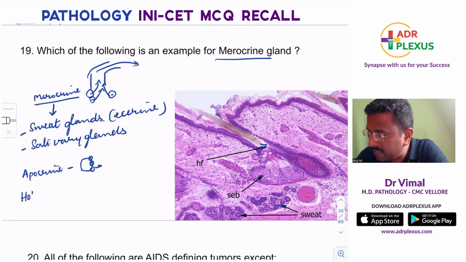And what is holocrine? Holocrine is where the cell is totally destroyed. After releasing the secretions, the cell goes in for death. Such secretions are called holocrine glands. So you have to remember these three types of secretion: merocrine, apocrine, and holocrine.